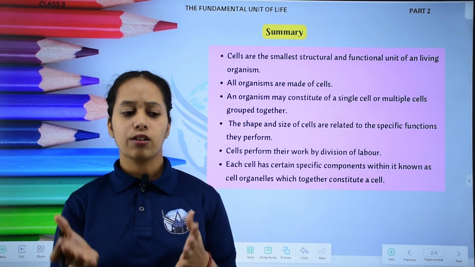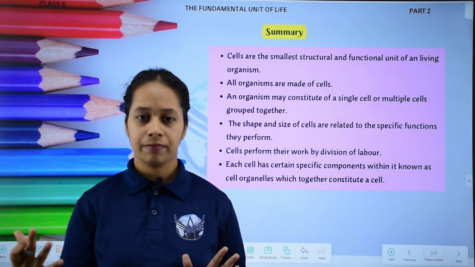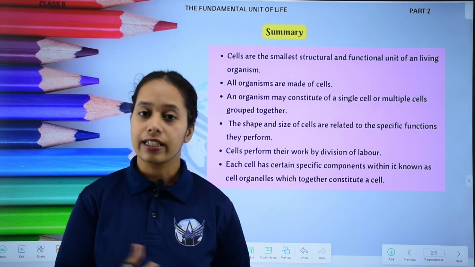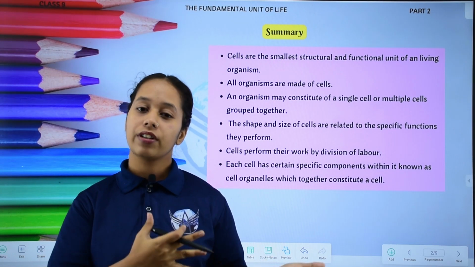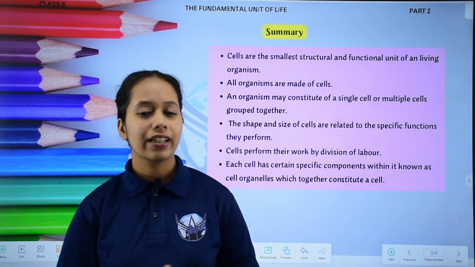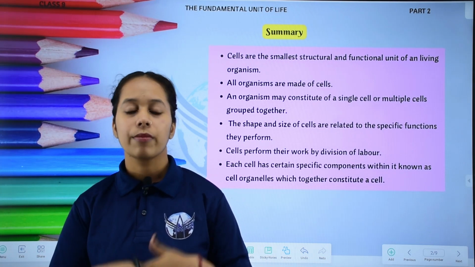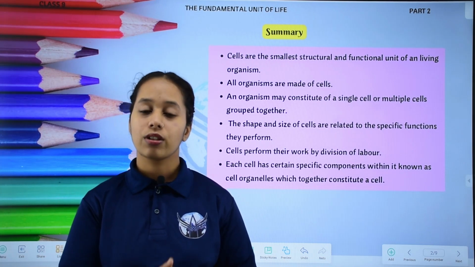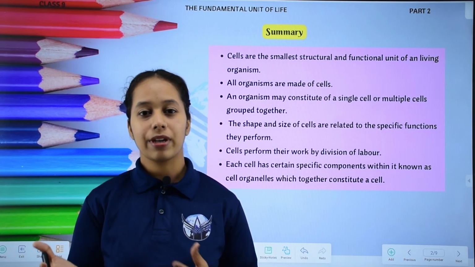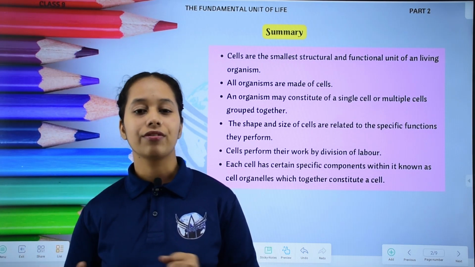Now these cells are of different shapes and different sizes. That is, in a multicellular organism, the cells may be of different shapes and different sizes. So why are they of different shapes and different sizes? Because they perform different functions. So depending on the functions they perform, they may be of different shapes and sizes.